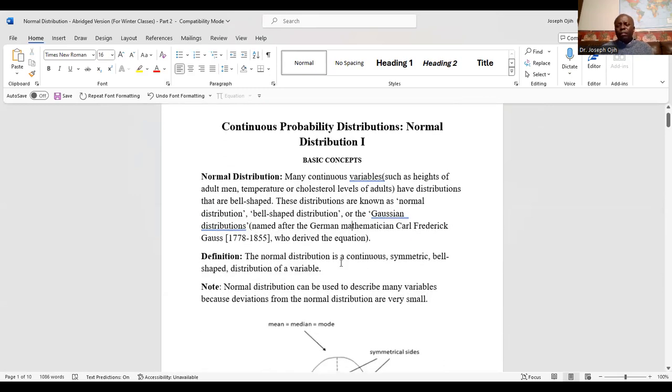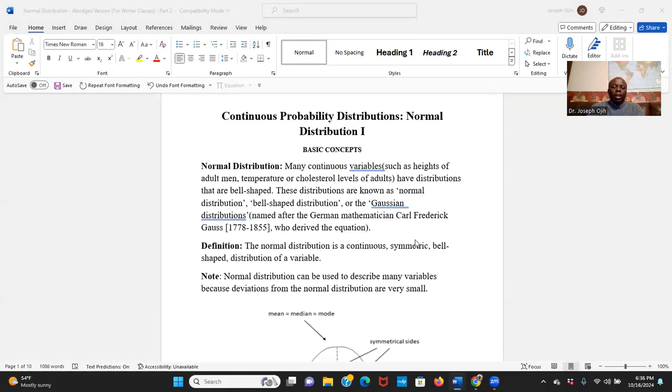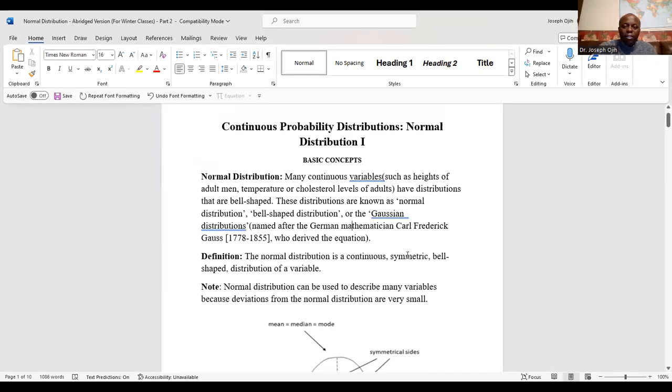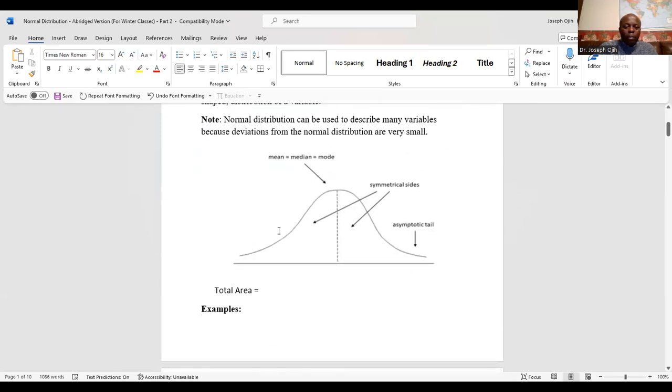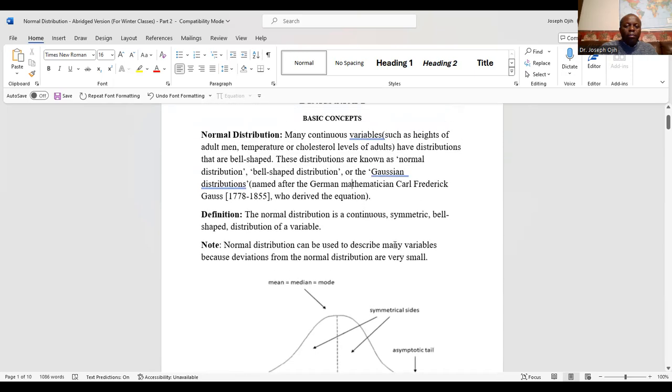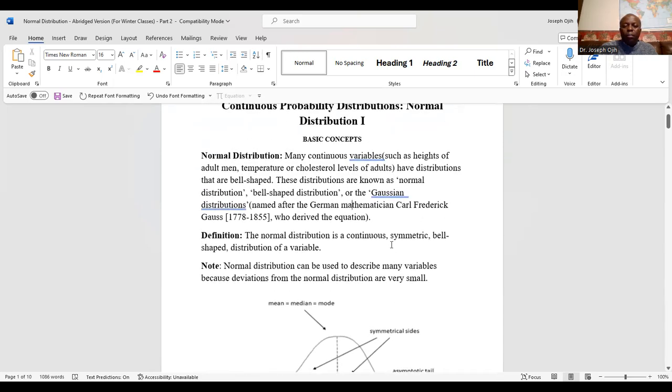Okay. Now, a lot of continuous variables. When I say continuous variables, I'm referring to those variables that we can measure. Things like height, temperature, cholesterol level, weight. Many of these continuous variables have distributions that are bell-shaped. That means when you plot them in a graph, they will give you a shape like this. See, it is shaped like a bell. So we call them normal distribution or bell-shaped distribution or the Gaussian distribution.